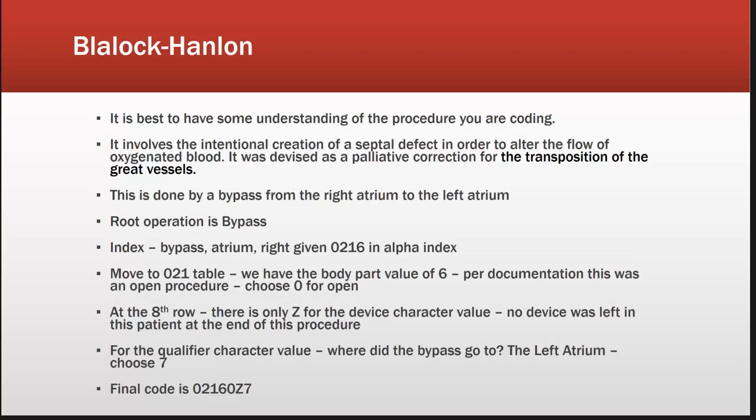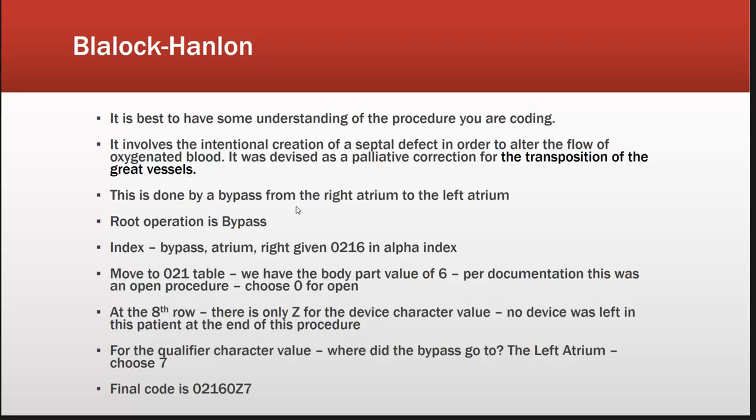Number 5 is an open Blalock-Hanlon procedure to create an atrial septal opening for palliative treatment of transposition of great vessels. This procedure reroutes the blood from the right atrium to the left. So it's helpful if you understand what's being done and why, perhaps helps this transposition of great vessels. This is typically something you will see in a baby born with a congenital heart defect. This is one type of procedure to treat that. There's other types of procedures to treat this type of transposition of great vessels.